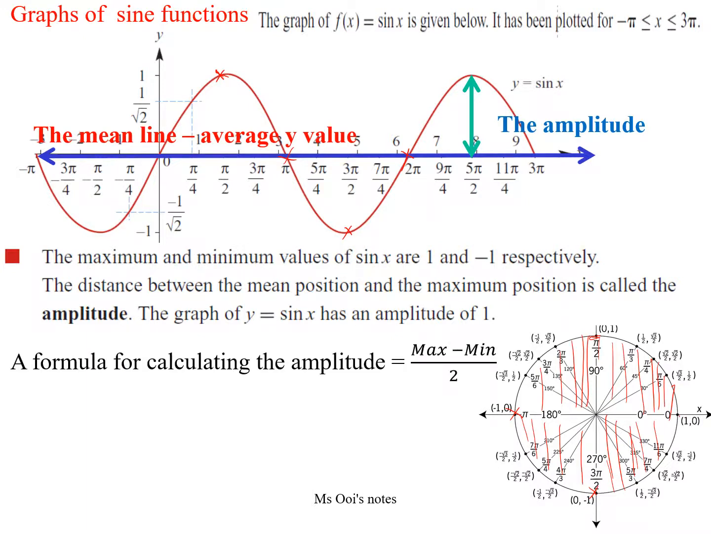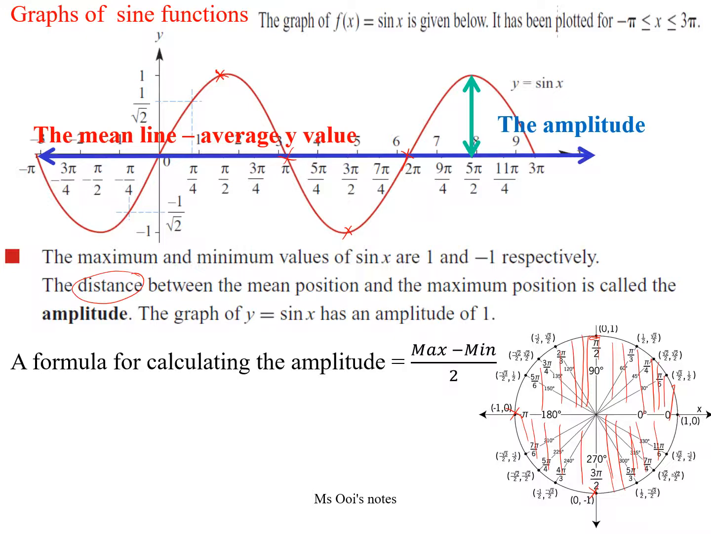To find the amplitude, if you are given the maximum and the minimum, you basically take the max minus the min, divided by 2, and that will give you the amplitude. The other thing you need to take note of is that the amplitude is always positive. Why? Because amplitude is a distance. The key word is distance, between the mean position and the maximum, or you can say the mean position and the minimum as well. That's amplitude.